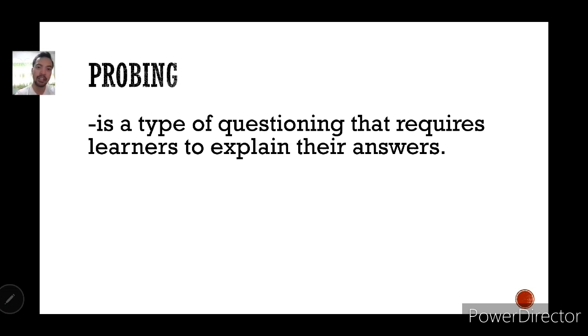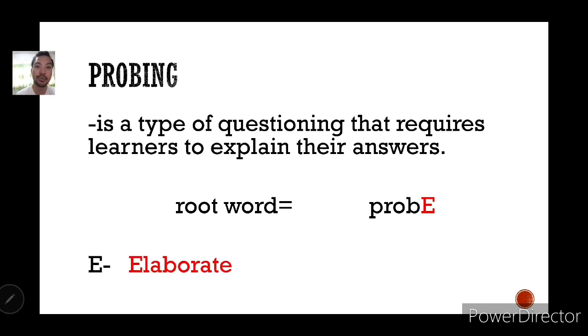The word probing comes from the root word probe, and the end letter of the word probe is E. And I connect it to the word elaborate. So you can easily remember the concept when you relate a certain topic to another word that you can easily remember. Just like what I did here, the end letter of probe is E, which means elaborate for me. This is what we call a meaning-making device.